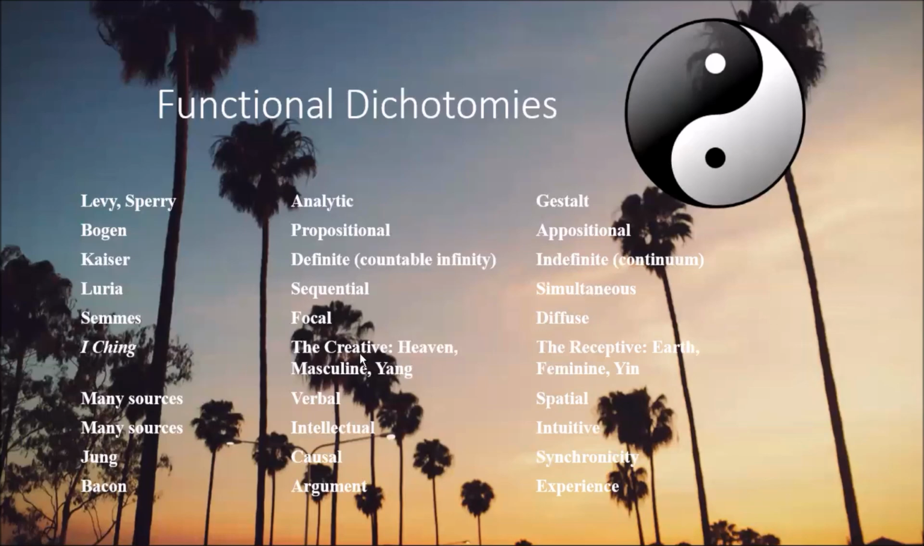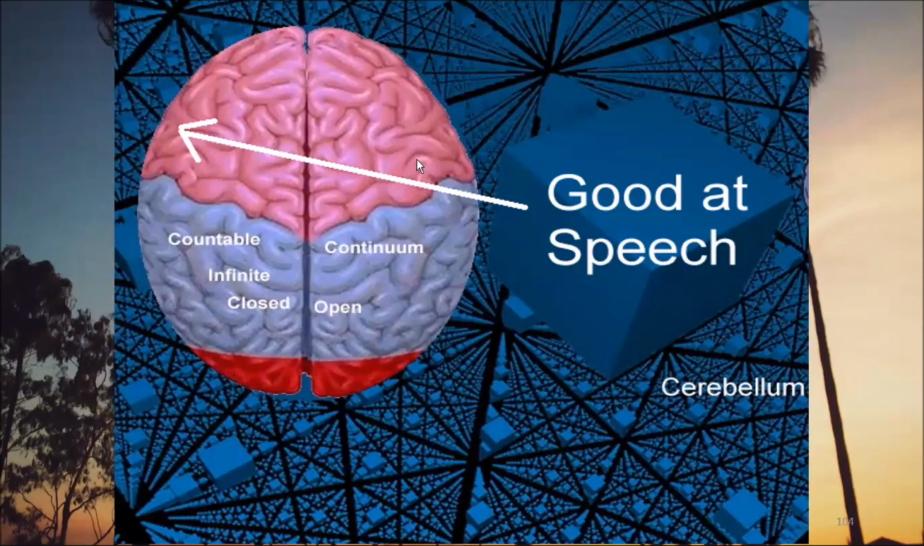The I Ching says expressive versus receptive, heaven versus earth, masculine versus feminine, yang versus yin. Verbal versus spatial, intellectual versus intuitive, causal versus synchronicity, acausal or non-causal, argument versus experience. So on this side, we do the categorical. This one's the configuration. It's more of an open system, maintaining the details. This one's closing, collapsing to the category.